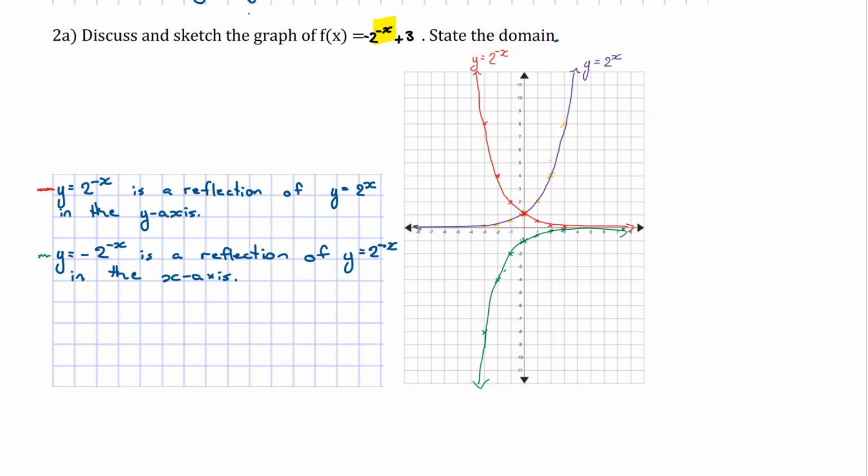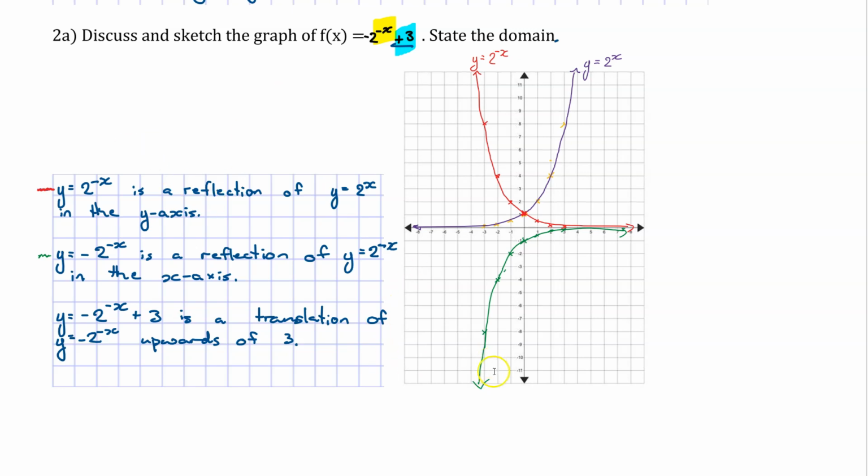Now, the final transformation to deal with here is the vertical translation factor. So y = -2^(-x) + 3 is a translation of y = -2^(-x) upwards by 3 units, because it's a positive 3 there. So this is going to push this green graph up by 3.